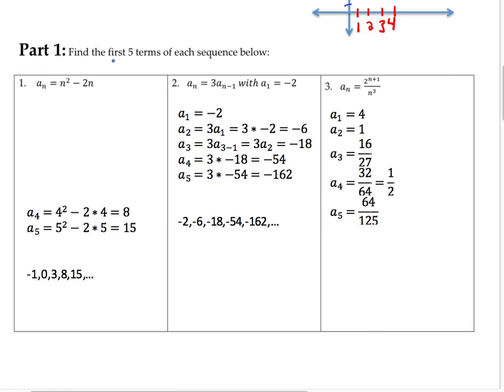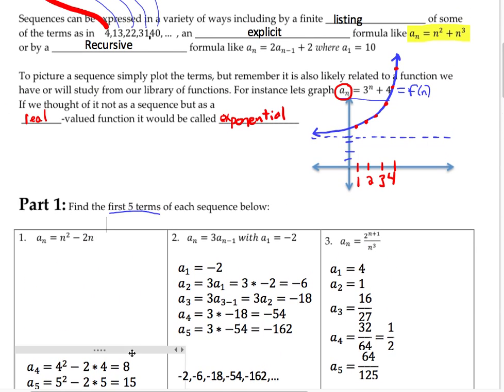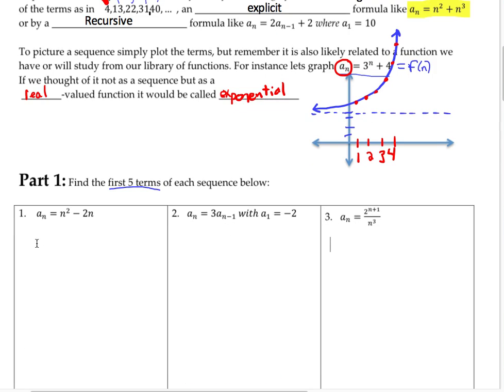So the first problems here say just find the first 5 terms of each sequence. So that's what we're going to do. We're just going to work with the first 5 terms. Oh, I need to delete some more stuff, so give me a second here. Should have deleted these. This is kind of cheating. Okay, so our first 5 terms here, well, let's just do it one at a time.